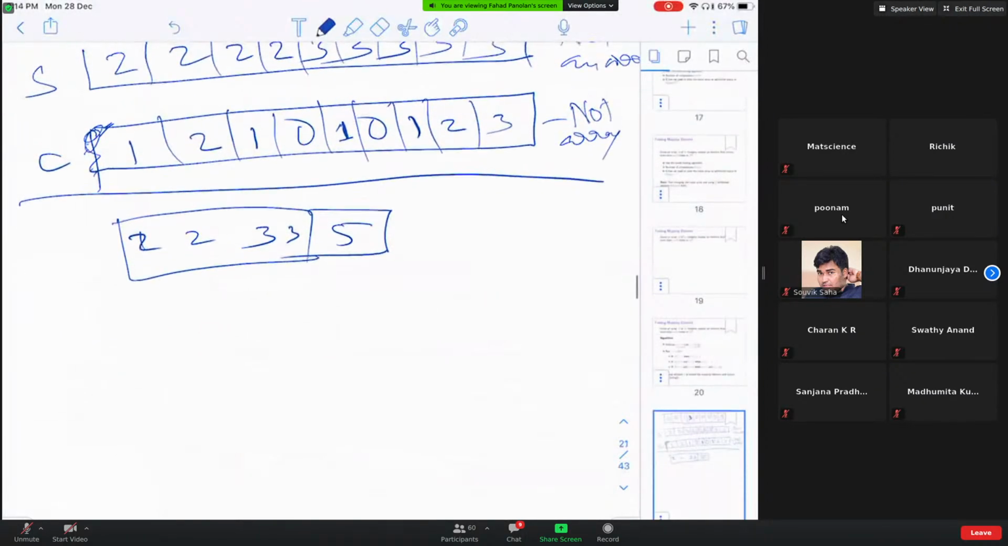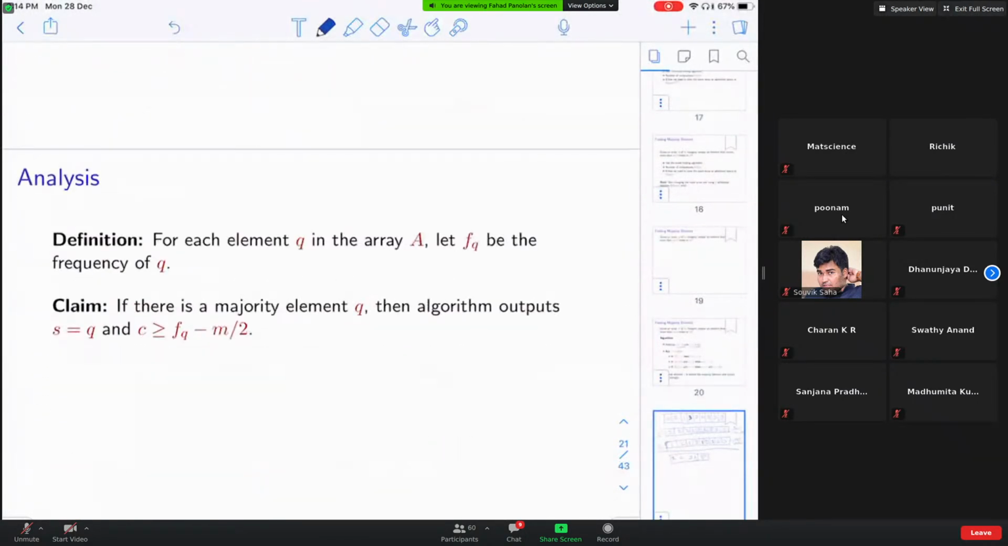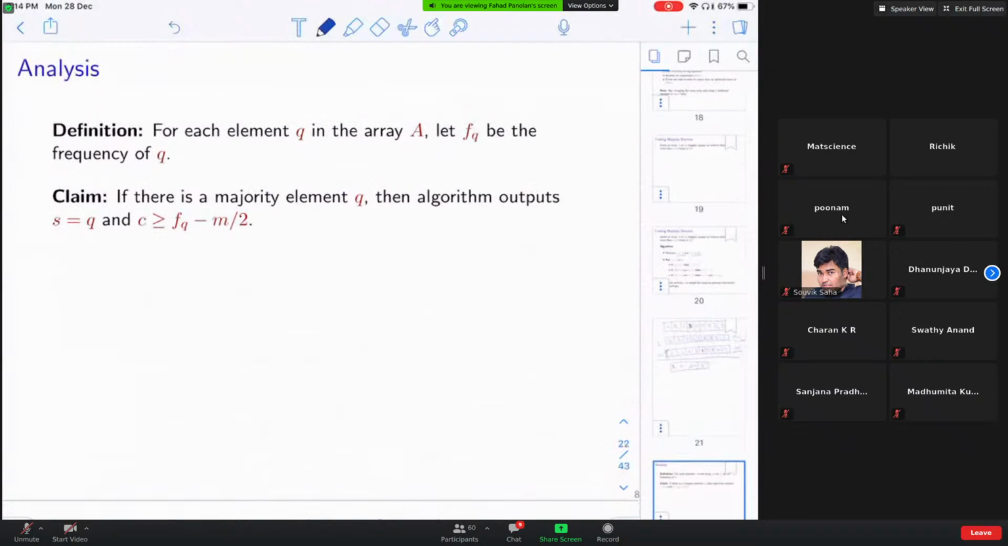Okay, now we need to prove that the algorithm is correct. How do we prove the algorithm is correct? At the end, it will be outputting some value, and it will eventually be checking. If there is no majority element, it will not say there is a majority element and output it. That is very easy. The only thing we need to check is, if there is a majority element, how is it going to correctly say that the S value at the end of the algorithm contains that majority element.